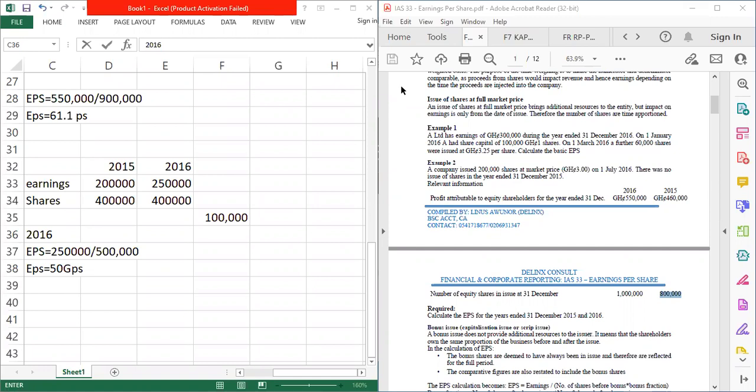Can we move on? Yes. Okay. So for 2016, we are done. For 2015, our earnings per share will now be 200,000 divided by 500,000. Do you know why I'm using 500,000?